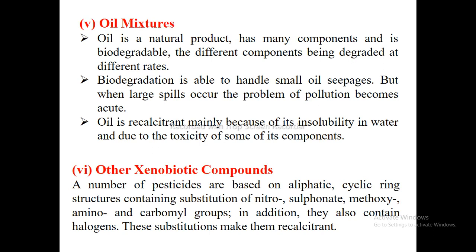Oil is recalcitrant mainly because of its insolubility in water and due to the toxicity of some of its components. Other xenobiotic compounds, a number of pesticides, are based on aliphatic cyclic ring structures containing substitution of nitro, sulfonate, methoxy, amino, carbonyl groups, right? And in addition, they also contain halogens. These substitutions make these compounds really recalcitrant.